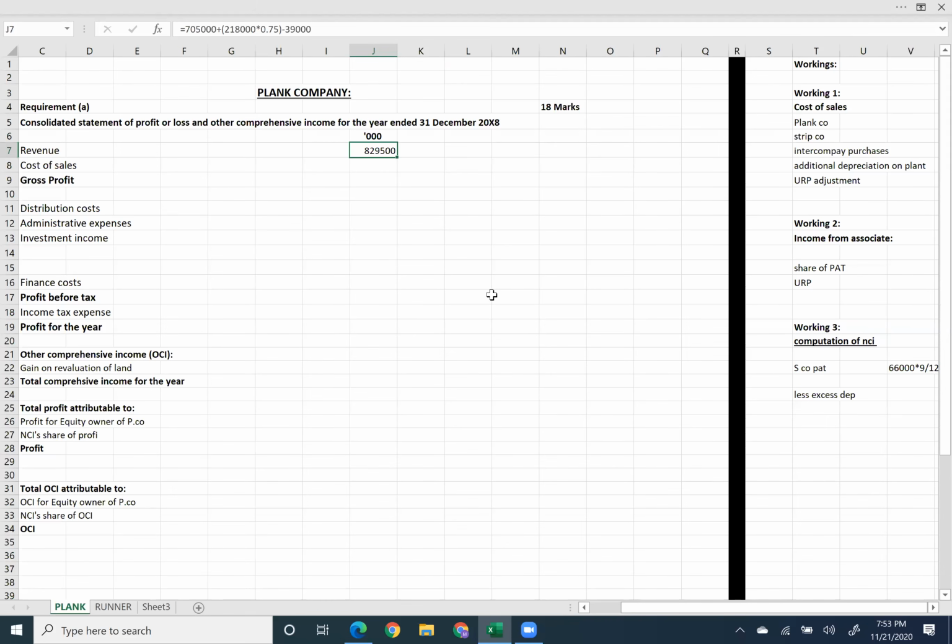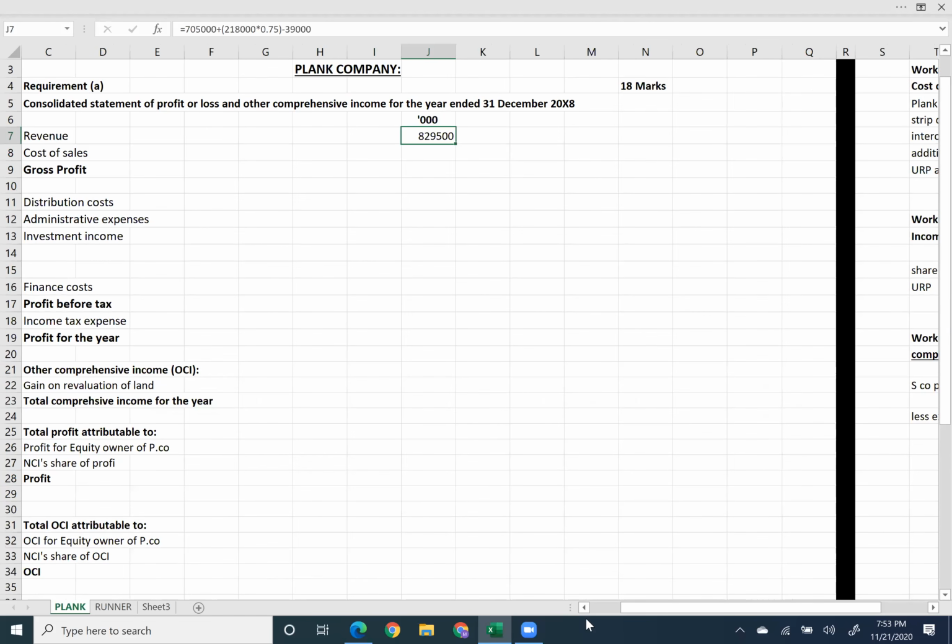Let me wait. Let me increase the screen. Okay, and let me switch off the camera. I'm switching off the camera for some time because I need to show you the full screen.